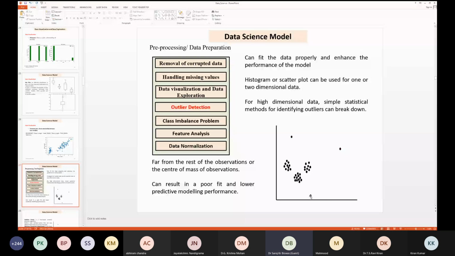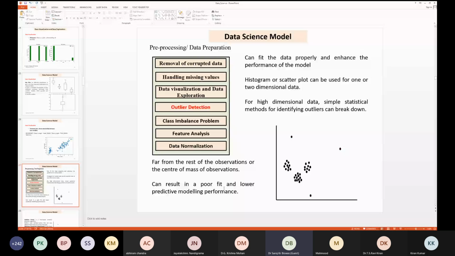Now the question: if outliers are there in our database, then what is the problem? The problem is that outliers can result in a poor fit and lower predictive modeling performance.